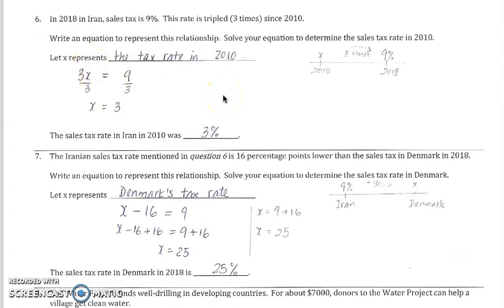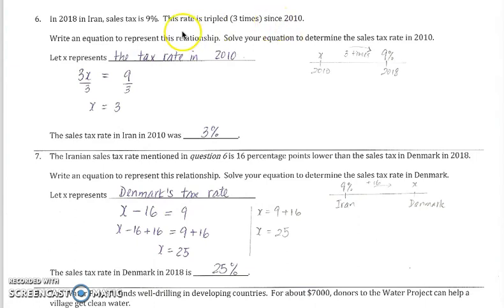Number 6. We have some word problems here. In 2018 in Iran, sales tax is 9%. This rate is tripled, which means 3 times, since 2010. Write an equation to represent this relationship. Solve your equation to determine the tax rate back in 2010.